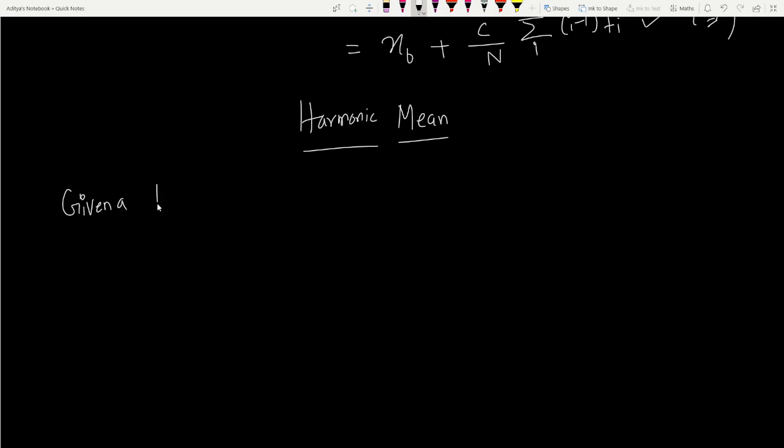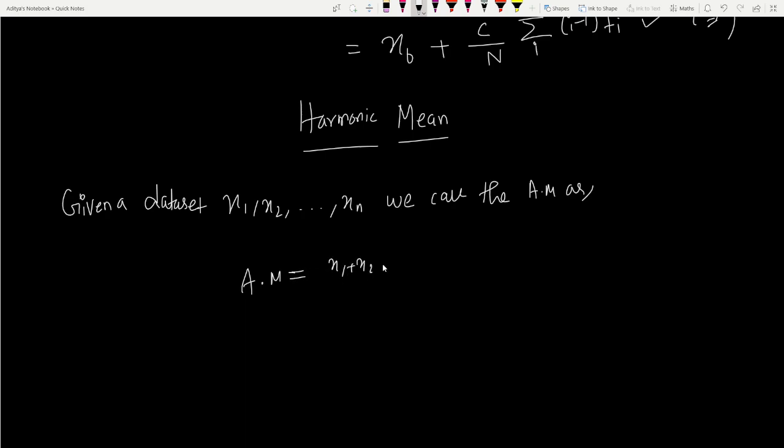Given a data set x1, x2 all the way up to xn, we call the AM, that is the arithmetic mean, as the AM can be defined as follows. It's just the average of these numbers, the sum of them whole divided by n.